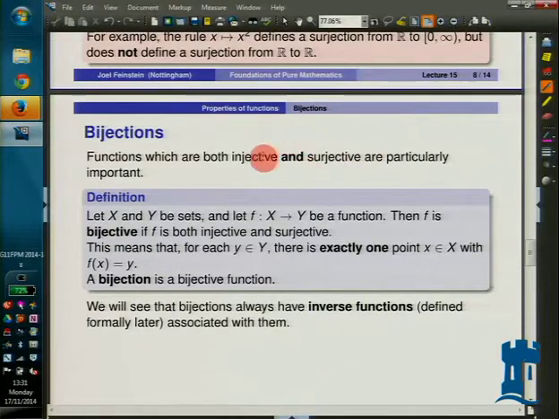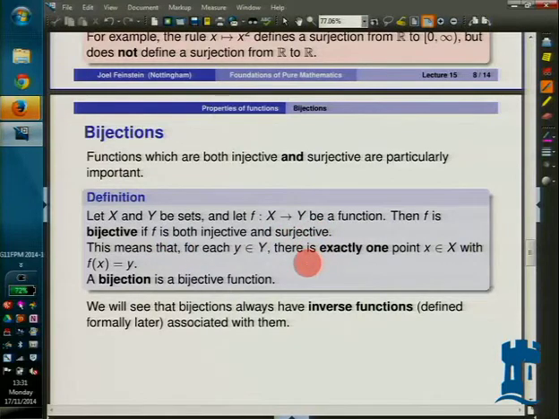Now, if you're injective and surjective, then you get something that's bijective. If you remember, injective meant that every y value came from at most one x value. And surjective meant that every y value came from at least one x value. So if you're injective and surjective, then every y value comes from exactly one x value. Right? So for all y in Y, there's exactly one point x in X with f of x equals y. That's the definition of a bijection.